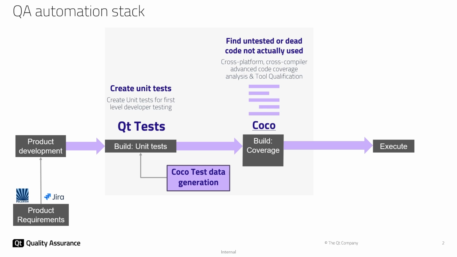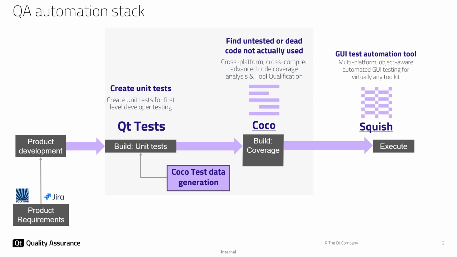Alongside manual testing, Qt offers Squish, a powerful GUI test automation tool. Squish is multi-platform and object-aware, enabling robust automated testing of user interfaces across many UI toolkits. Furthermore, you can run Squish on a Coco-built application to get coverage of the UI tests. With Squish 9.1, the new Squish AI assistant helps analyze and refactor test scripts, making test automation smarter and easier.